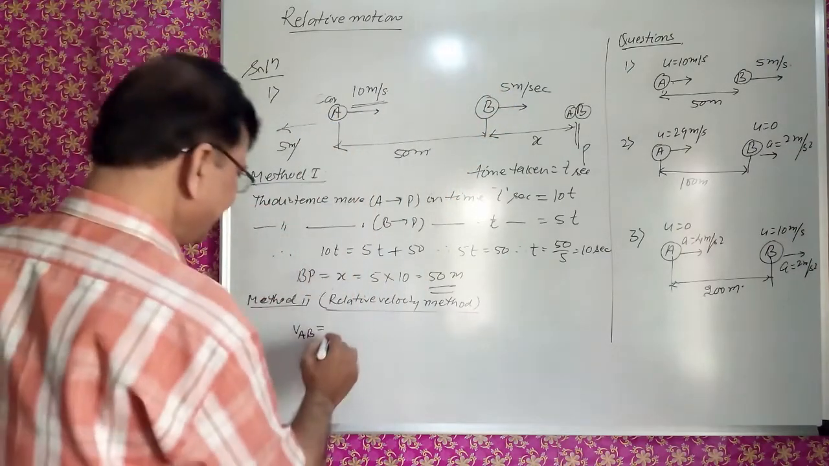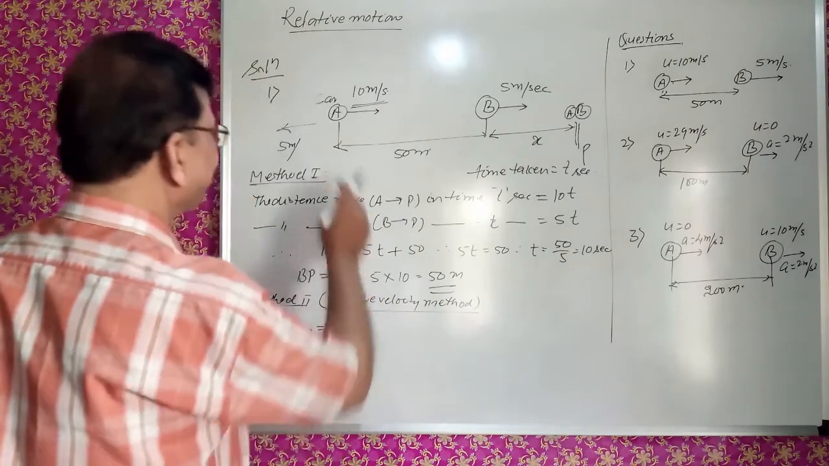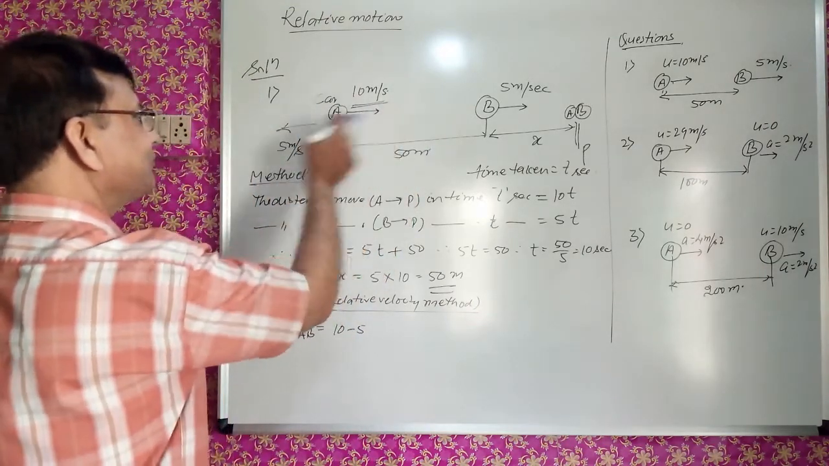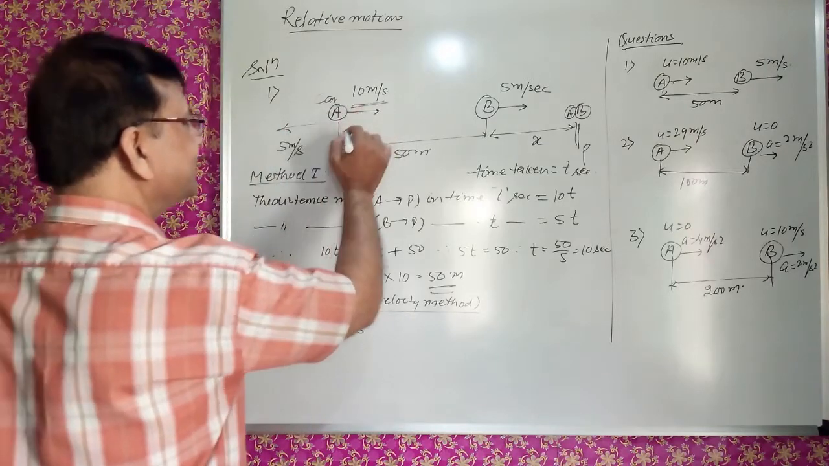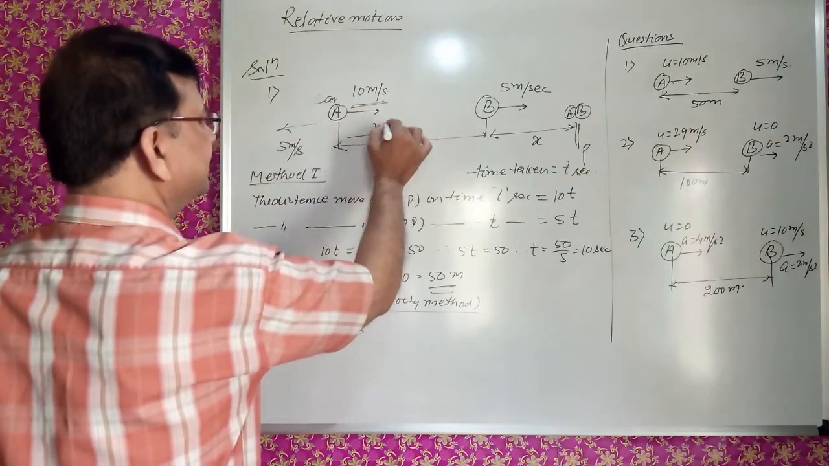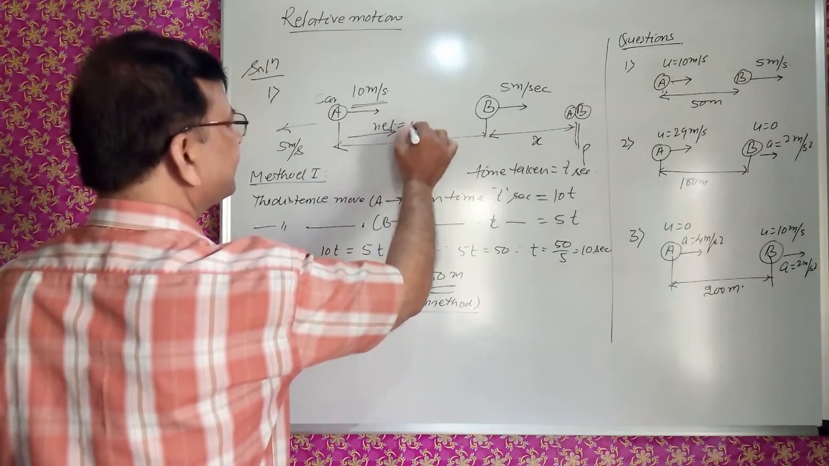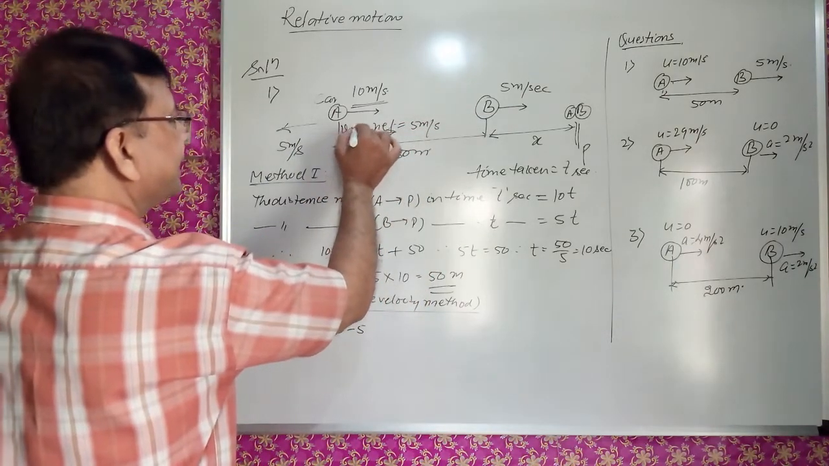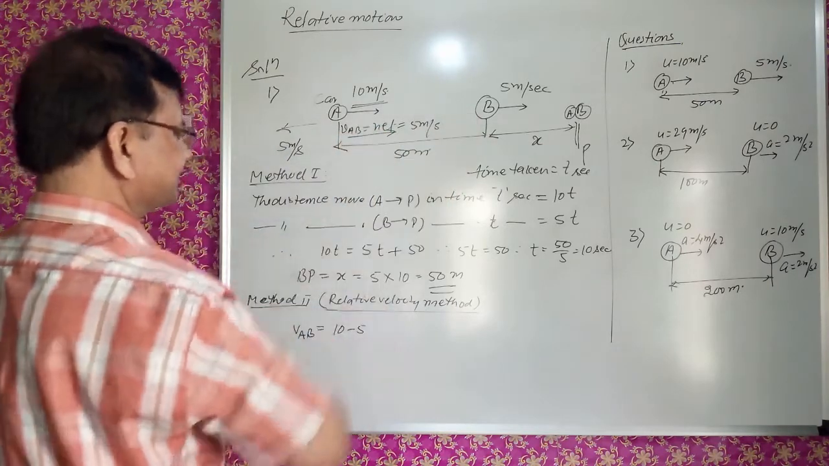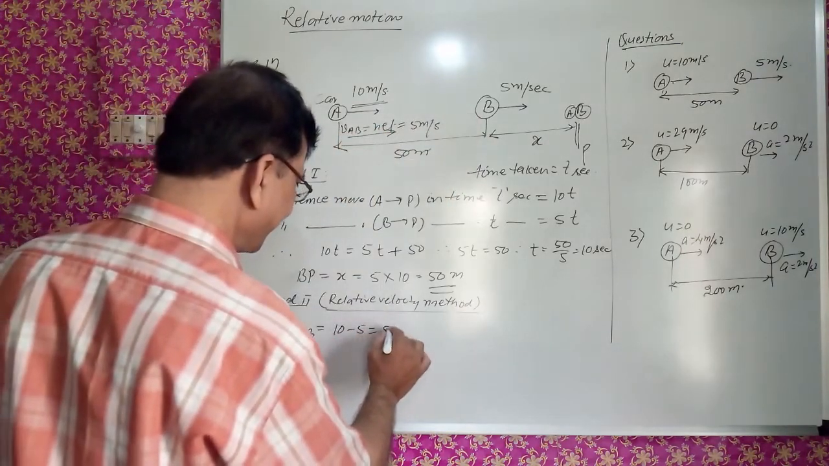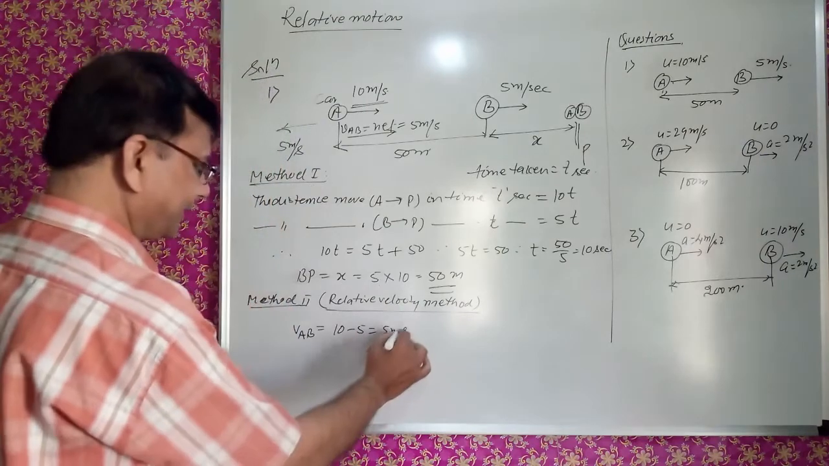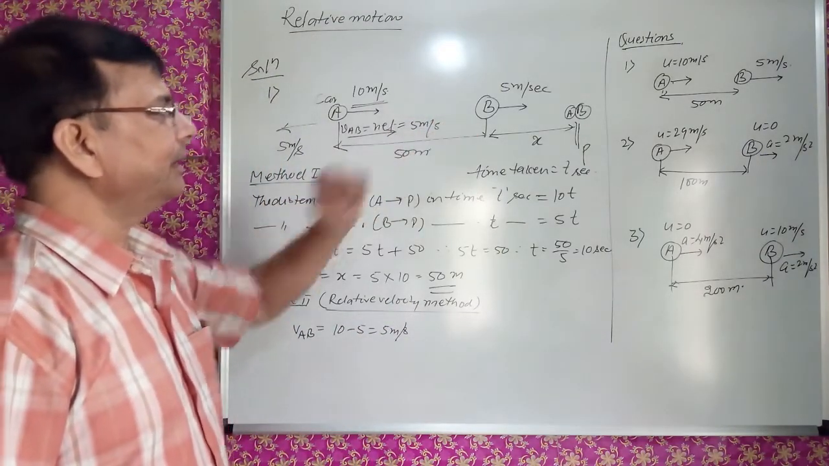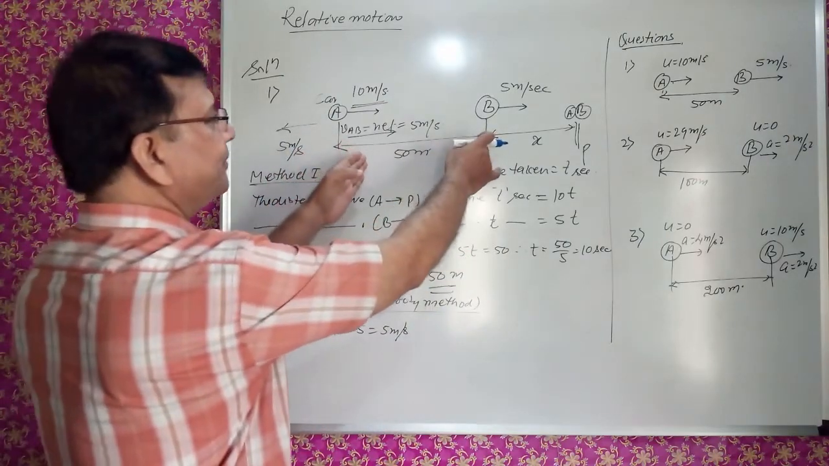So V_AB is equal to 10 minus 5. 10 in this direction and 5 in this direction. So the net velocity will be 5 meters per second in this direction. That is V_AB, which is 5 meters per second. That is the magnitude of the velocity in this direction, right? And the distance to travel will be 50 meters.